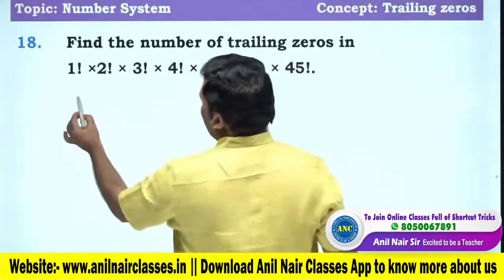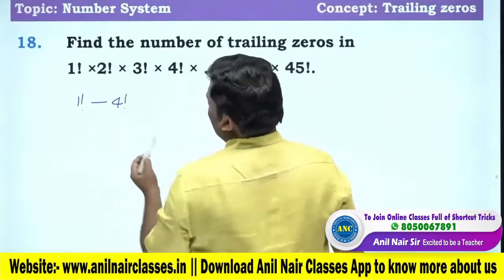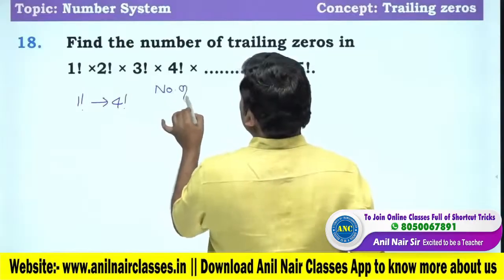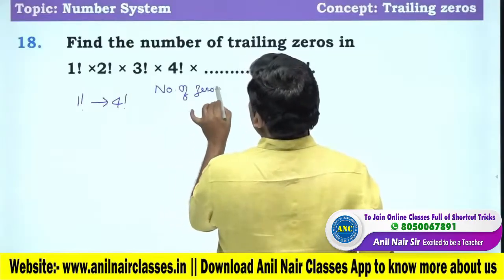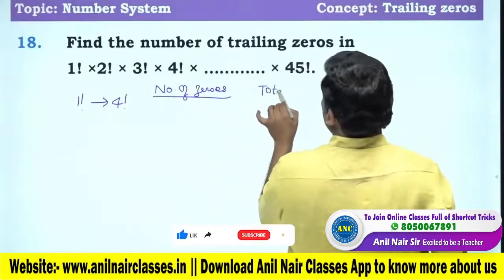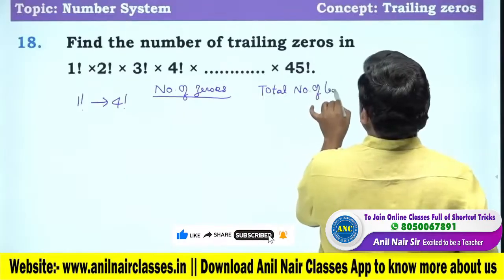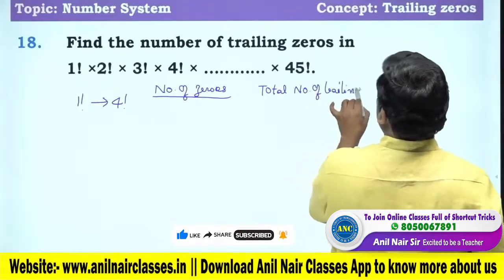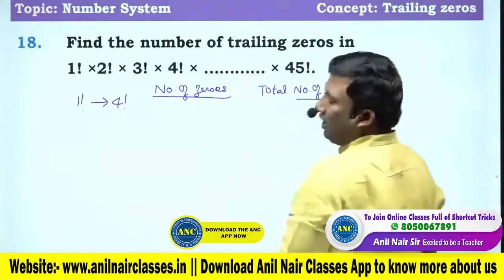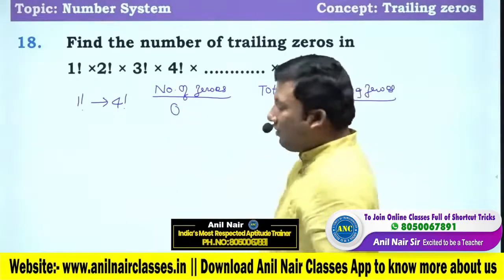I will write down the question like this. From 1 factorial till 5 factorial, first I will write like this. Number of zeros. Next, total number of trailing zeros from 1 factorial till 4 factorial. Is there any 5? No. So 0. Listen carefully, sir.